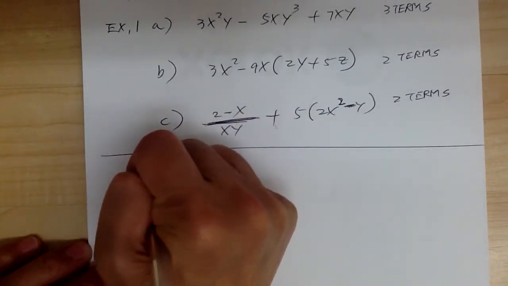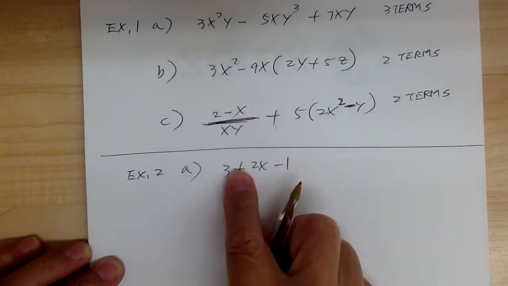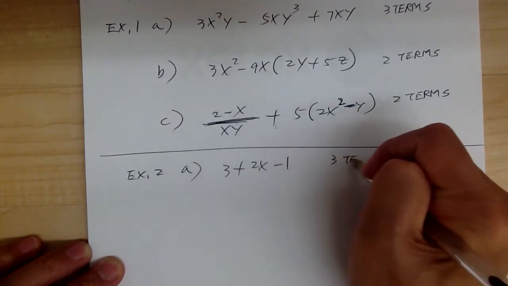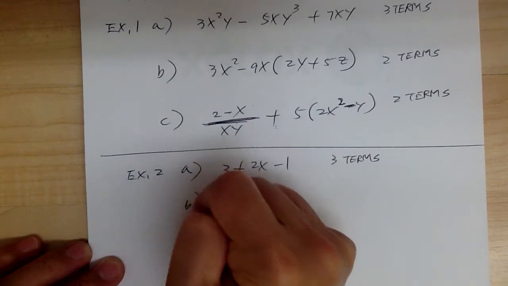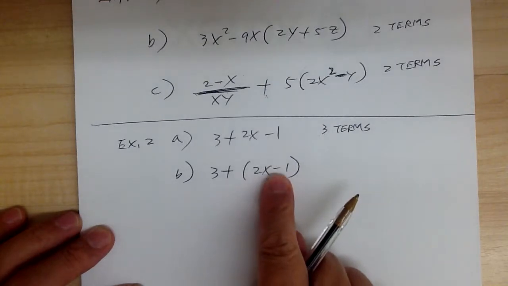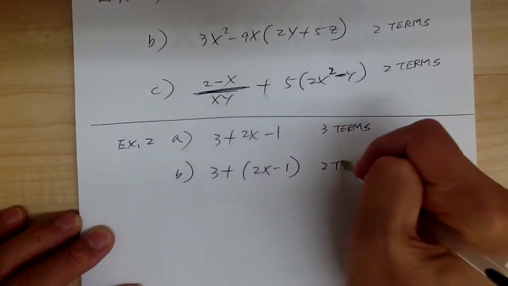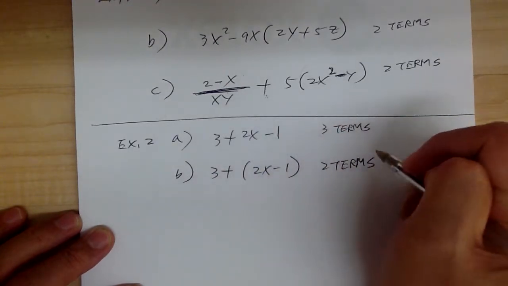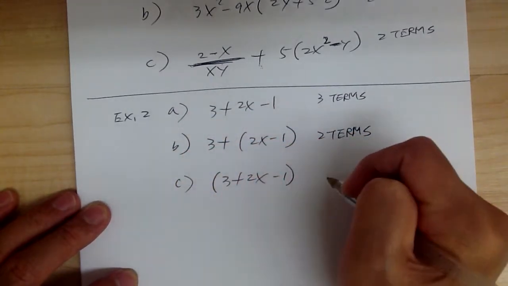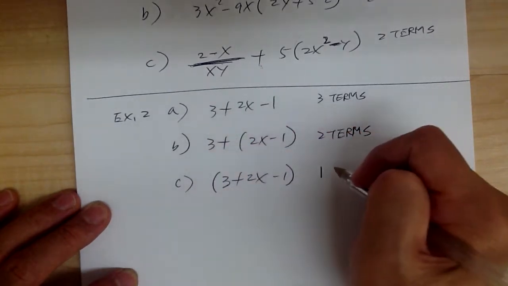These are some of the basic things you need to know about how many terms. So let's go to example 2. A, you've got 3 plus 2x minus 1. Again, addition and subtraction are used to separate terms, so this is 1, 2, 3. This one has 3 terms. Let's go to B. You have 3 plus parentheses 2x minus 1. This one is inside the grouping symbol, so it does not count. So you only have 2 terms. Let's go to C. You've got 3 plus 2x minus 1 inside the parentheses. Everything is inside the parentheses, so this has only 1 term. This whole thing is 1 term.